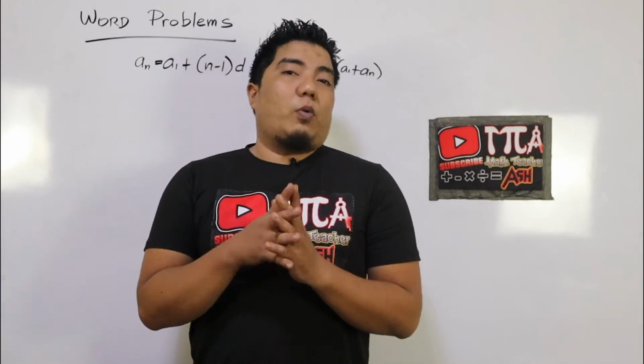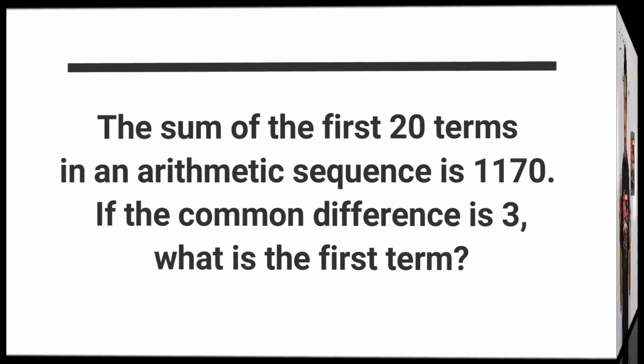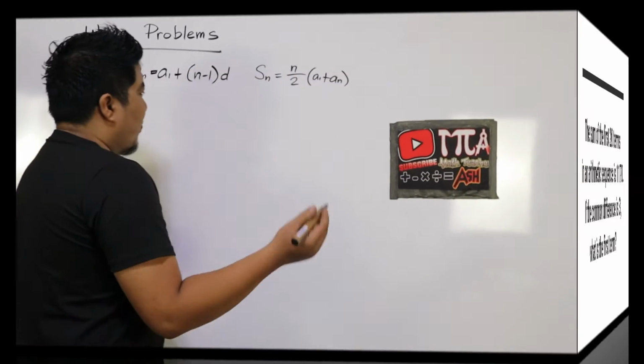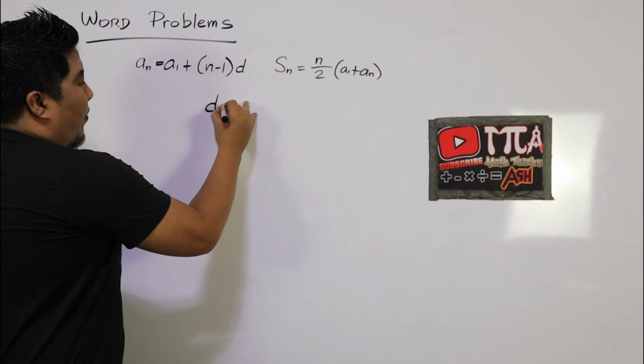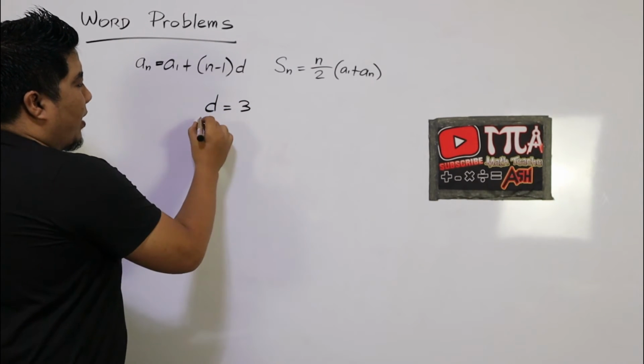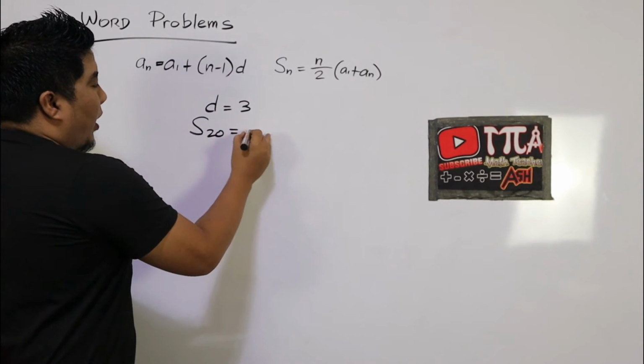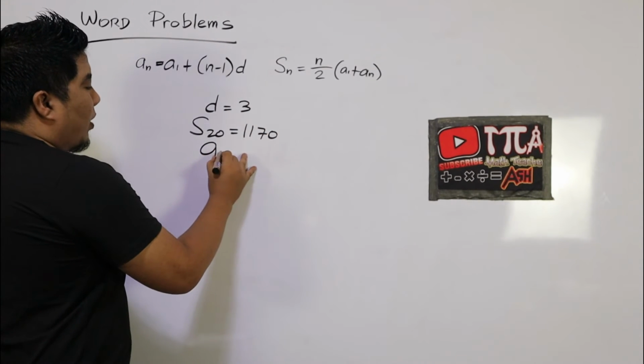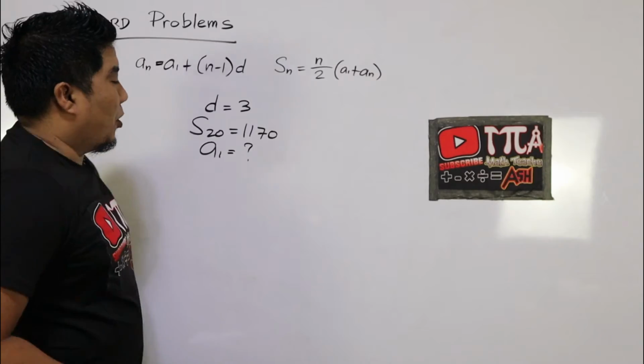Okay, math learners, for our fourth problem, we have: the sum of the first 20 terms in an arithmetic series is 1170. If the common difference is 3, what is the first term? So the given is that the difference is 3, and the summation of 20 terms is 1170. The question is, what is the first term?